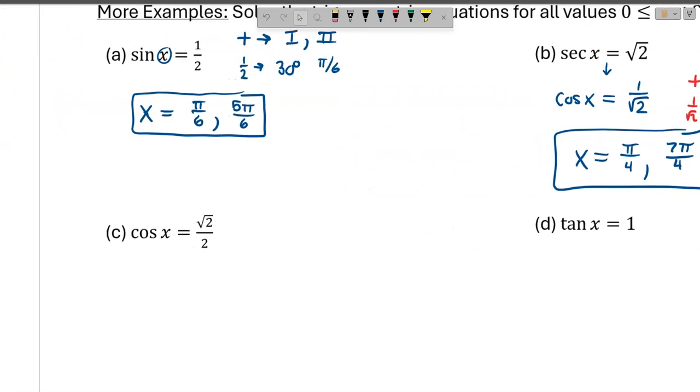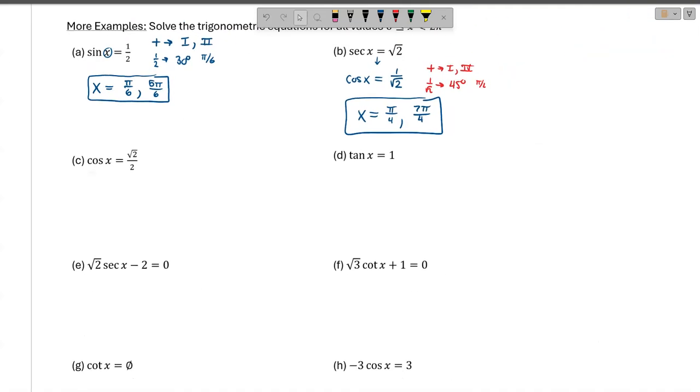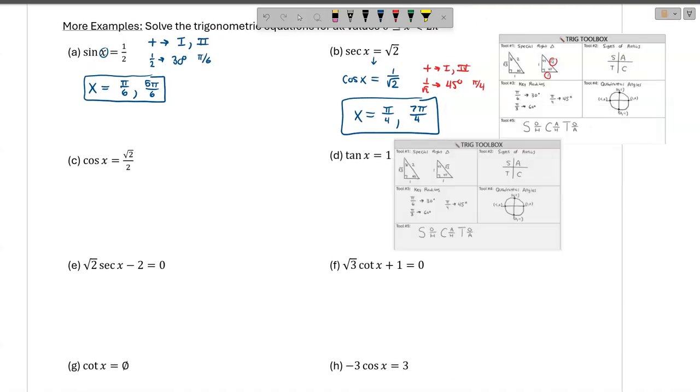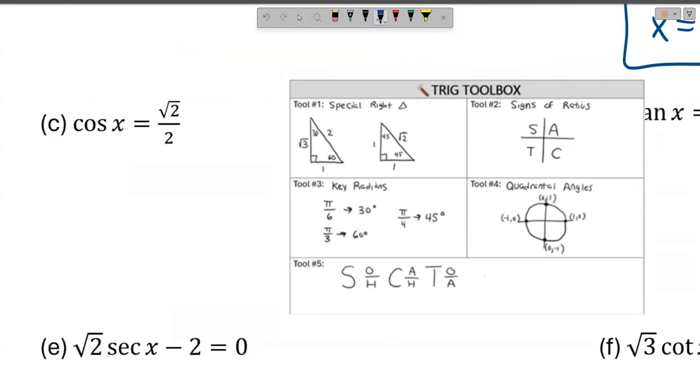We're going to come back to this one because there's another wrinkle we need to address, and that is the fact that we have root 2 over 2 here. Now, if I bring over my trig toolbox, seeing the root 2 should give me a major hint that we're working with 45 degrees, but notice there's no 2 there. This is a rationalized version of 1 over root 2.